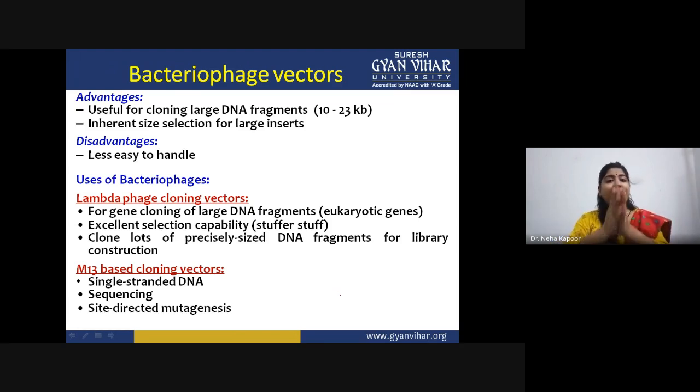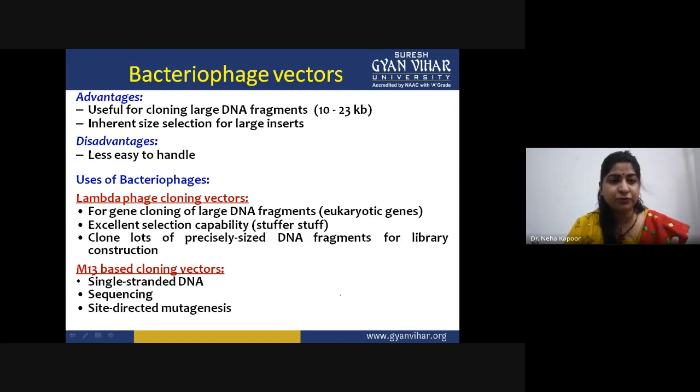Now, what are the advantages when we use bacteriophage vectors, whether lambda or M13? The main advantage is that we can use bacteriophage as a cloning vector for cloning larger DNA segments, around 10 to 23 kb, and inherent size selection for large inserts is possible. The main disadvantage is that because we can accommodate a large insert size, it is sometimes very difficult to handle. However, there are a few uses when you use lambda phage cloning vectors for cloning of larger DNA fragments, that means for cloning of eukaryotic genes. This is very useful.